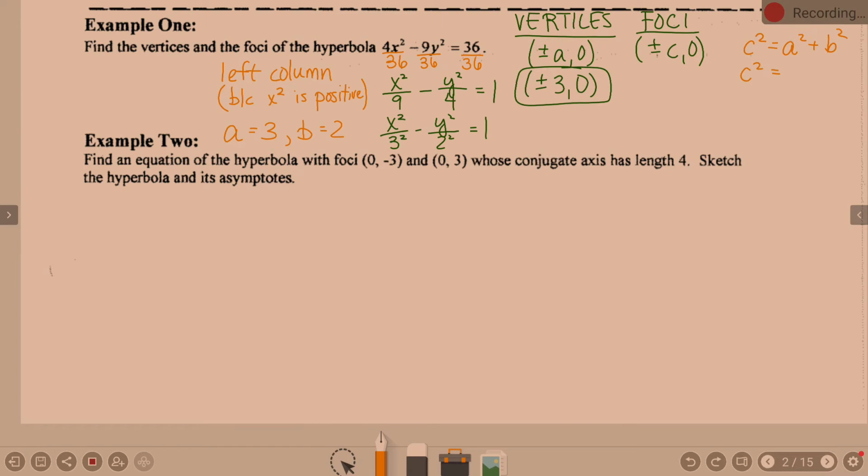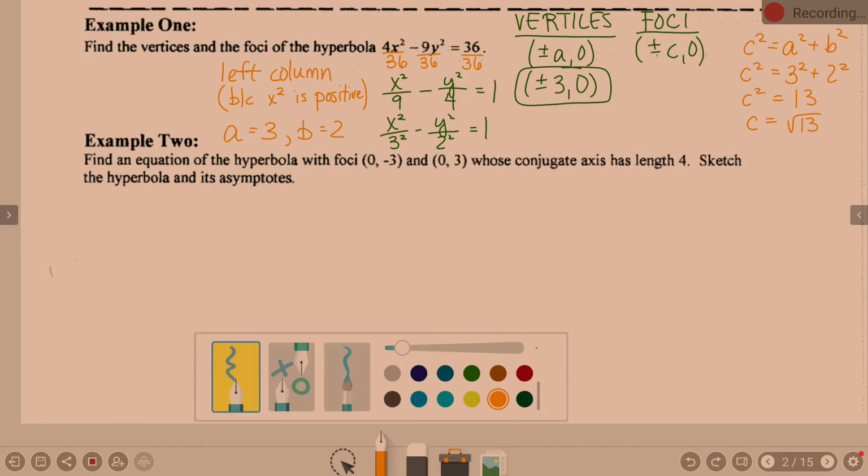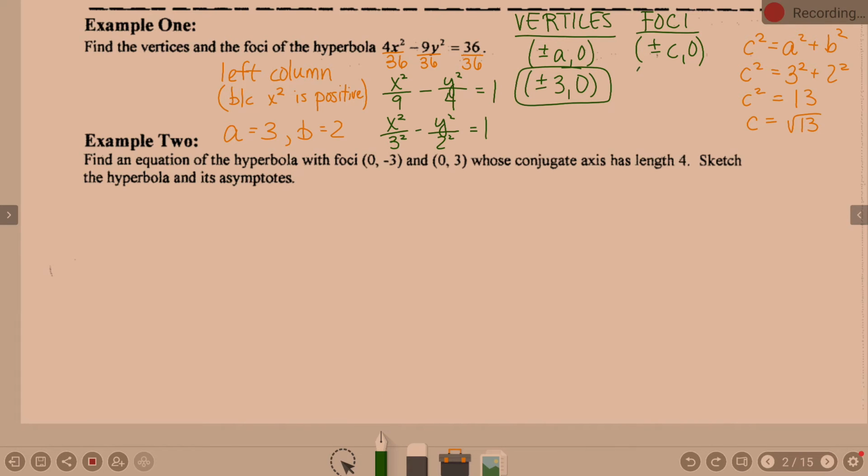So we are going to have 3 squared plus 2 squared, 9 plus 4, which is 13, and so C is the square root of 13. And so my foci are plus or minus square root of 13, comma 0. Very similar. Watch out for the changes today, right?